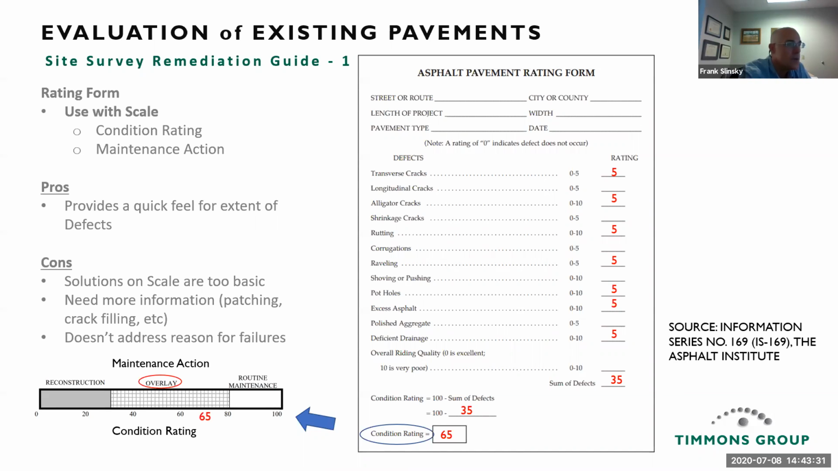And then you just throw a number in there, okay, well, it looks like a 5, looks like a 6, whatever. And then you total up. So I just put some numbers in here, came up to 35, put it down here, 100 minus 35 gives you a 65. And then you see where it falls on the chart. So in this case, it shows that an overlay is needed. But I don't really use this much, but it does give an idea of the extent of the damage overall.